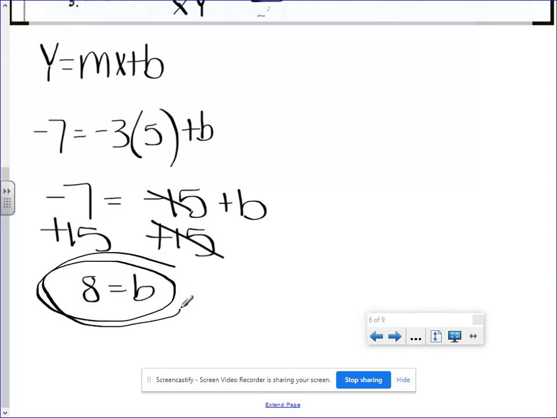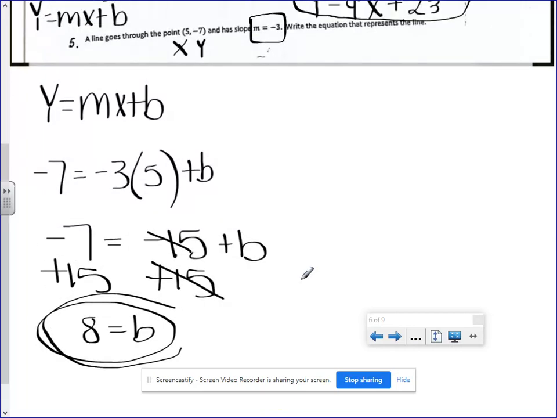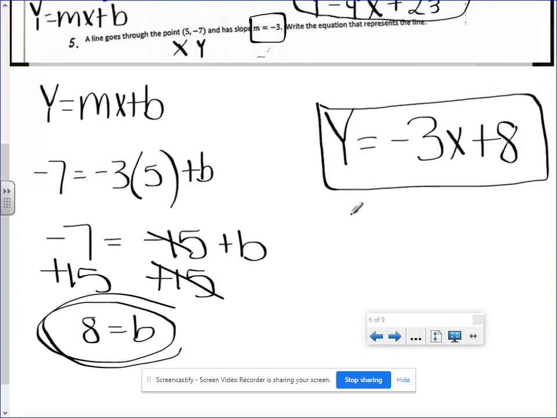That's really important to me because I need to know M and I need to know B at the very end. So Y equals M, which was -3, times X. If this is a +8, you'll put +8. That's my final answer for number 5.